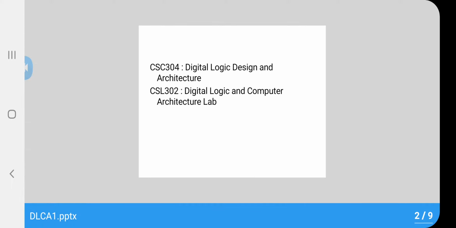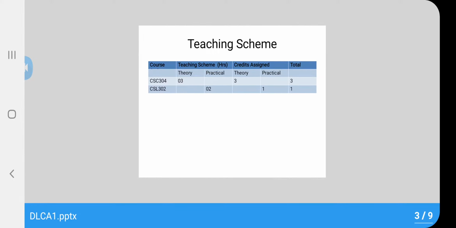Now the DLCA course is comprised of 25% of digital logic and 75% of computer organization and architecture. So with this we come across two course codes. First, CSC 304 refers to the theory of DLCA, whereas CSL 302 refers to the laboratory work from DLCA. Have a look at the teaching scheme of course DLCA. For theory CSC 304, 3 hours per week are assigned, whereas for practical CSL 302, 2 hours per week are assigned. And accordingly, they have got credits of 3 and 1 respectively. So total credits assigned to the course are 4.